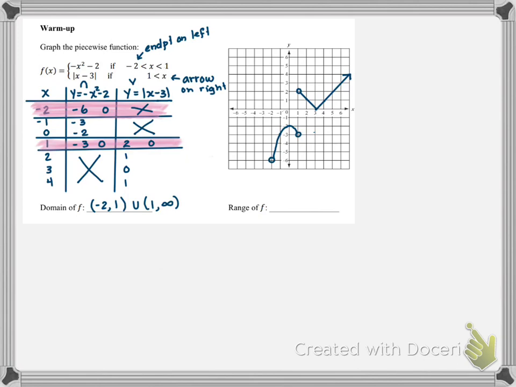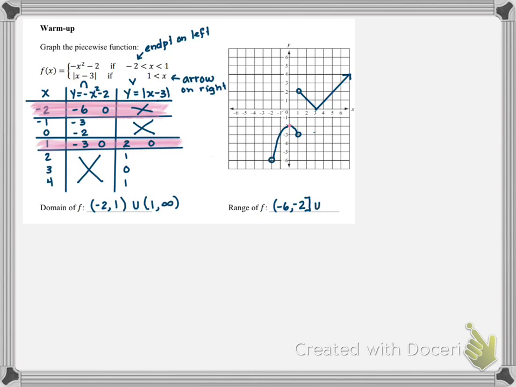So what about the range? Soft bracket -6 to -2. Is that a hard bracket or a soft bracket? It's hard, yeah. So it's hard because there is a point on my graph that has a y value of -2, which means -2 is in my range.